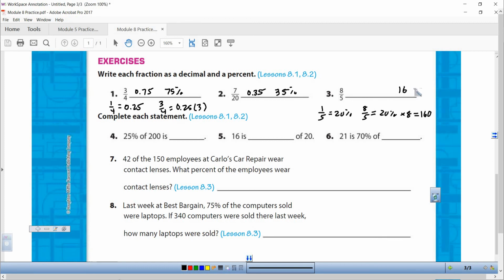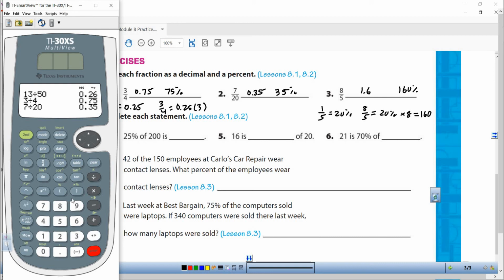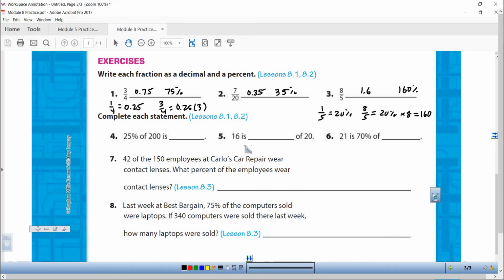So that's going to be 160%, which, to change to a decimal, you move 2 places to the left, you get 1.6. Again, if we go to our calculator, the method that will always work is dividing the numerator by the denominator. 8 divided by 5, there we get 1.6, which is 160%.